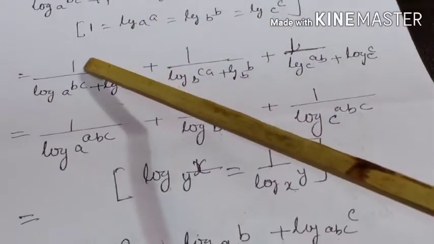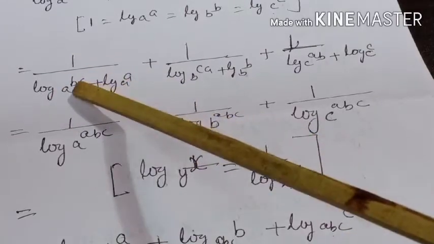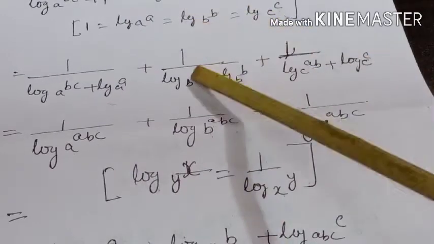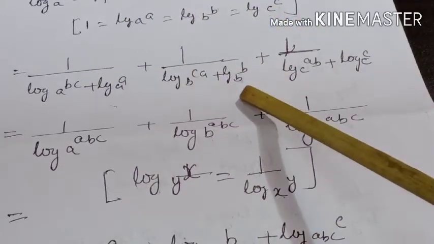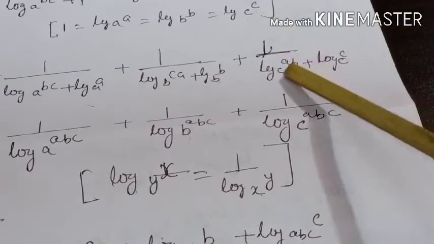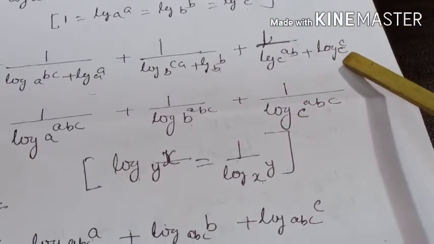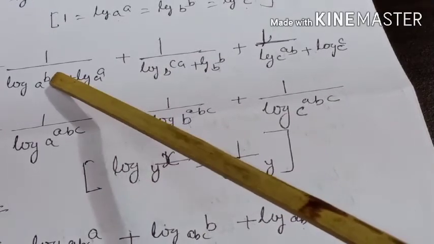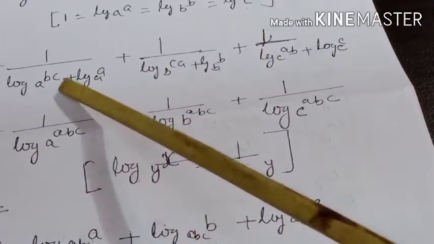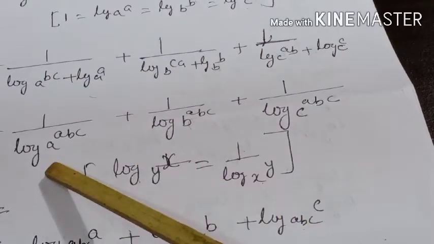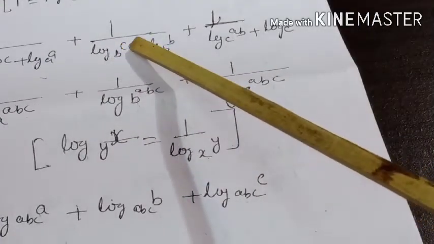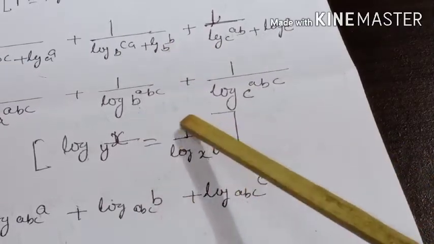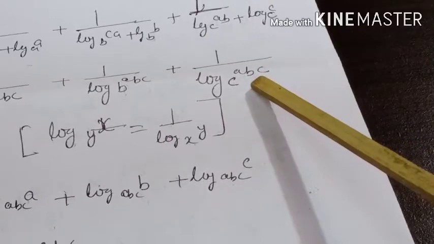So it has been explained as 1 by log bc to the base a. For this one we have written log a to the base a. It is log ca to the base b, and for this one we have written log b to the base b, and 1 by log ab to the base c plus log c to the base c. We will follow the law of logarithm. So since plus sign is there, it will be log bc into a, that is equal to abc to the base a, and then this log ca to the base b and log b to the base b there, so they will be multiplied, abc to the base b, and this will be represented as log abc to the base c.